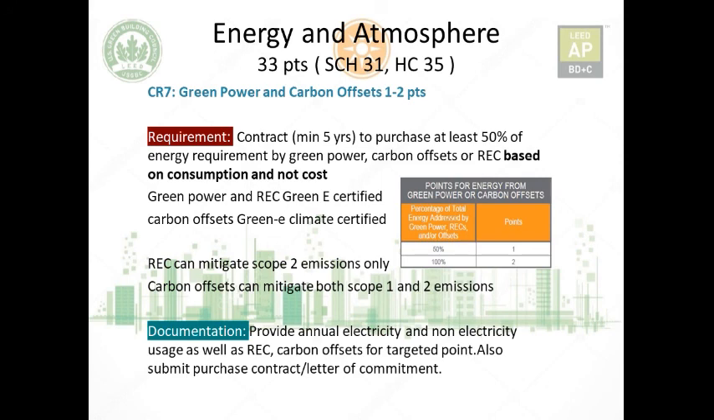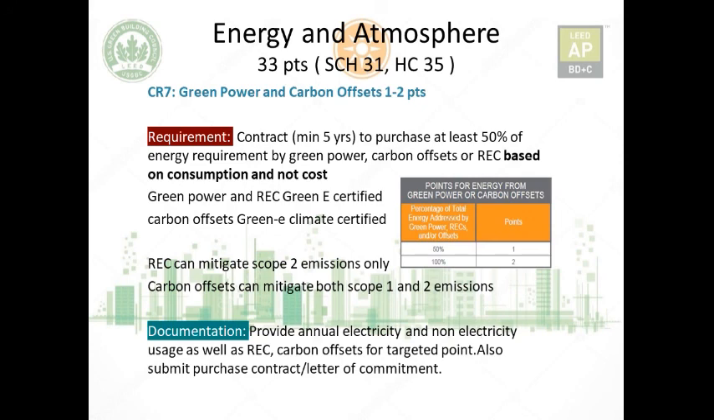If you are able to show 50% of the energy requirement is purchased by green power or other sources, you can get 1 point, and if you are able to make 100%, you can get 2 points. Now it says that REC can mitigate scope 2 and carbon offset can mitigate scope 1 and 2 emissions.